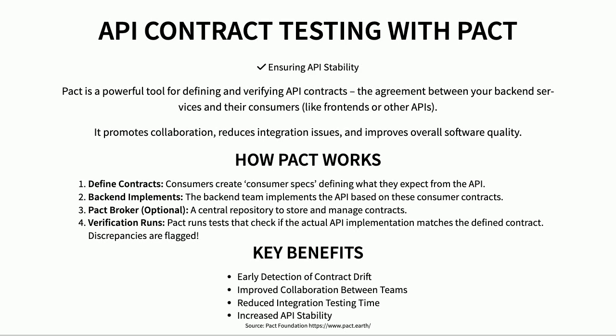Pact essentially works by having consumers, like your front-ends, create specs describing exactly what data they expect from the back-end. The back-end then implements the API based on those specs, and Pact runs automated tests to make sure everything matches up. This way, if something changes on either side, you'll quickly know about it. It's a really powerful approach for building robust and reliable APIs.